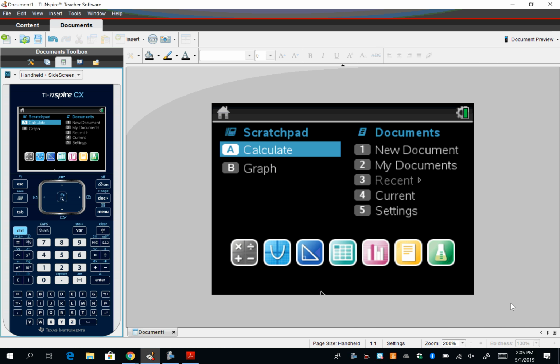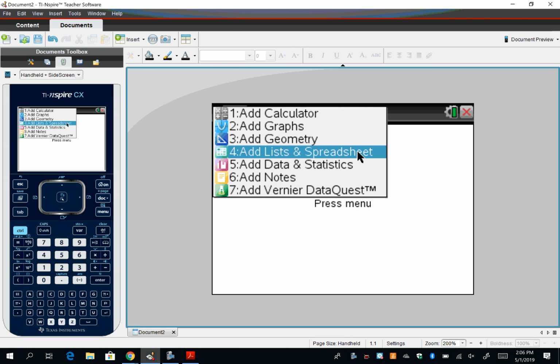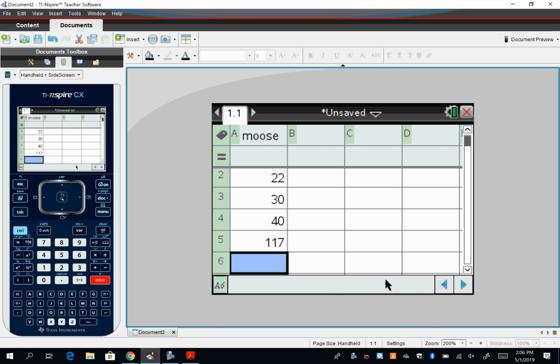All right, so we're here going over some free response questions from chi-squared. Let's go to a new Lists & Spreadsheet. New document, Lists & Spreadsheet. And what should we put for the first column? Moose. We've got 25, 22, 30, 40, and 117.